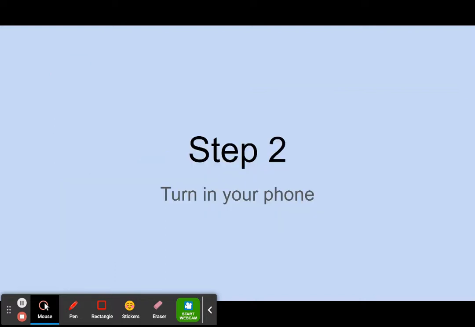Step two, you're going to turn in your phone. So hit pause on this video if you're watching it on your own and turn in your phone. You must do this step. You are never allowed to have a test in your possession with a phone, nor are you allowed to take a test out of the option area.